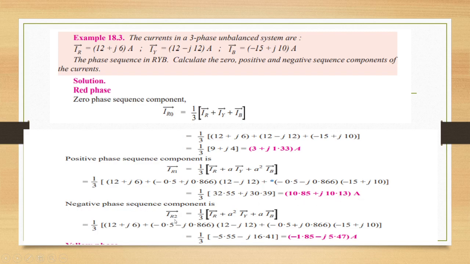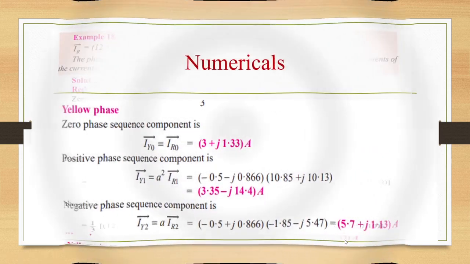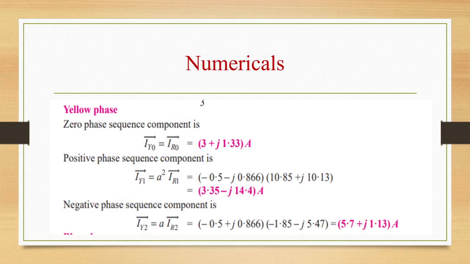The negative phase sequence component IR2 is one third of IR plus A square IY plus A IB. Add all this. So we will get minus 1.85 minus J 5.47 amps. That was for R phase. So similarly calculate for Y phase.